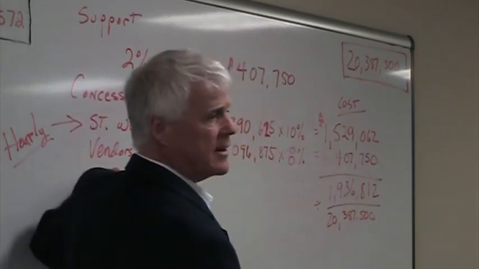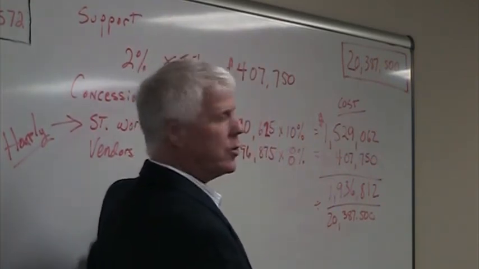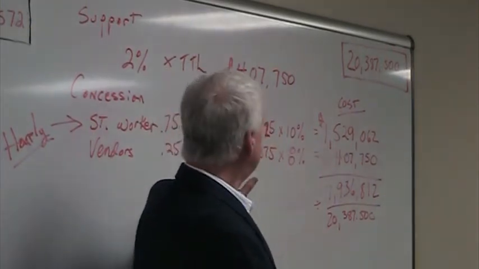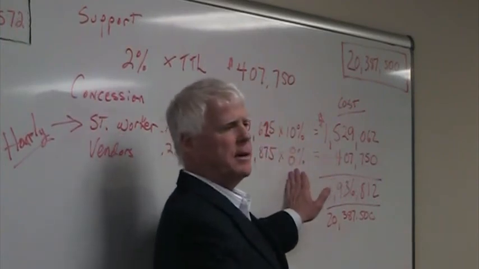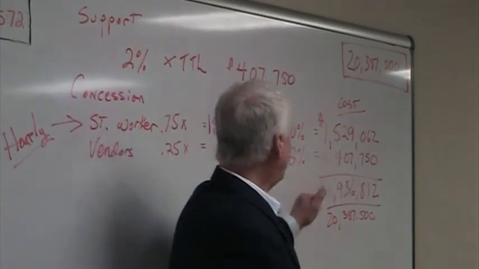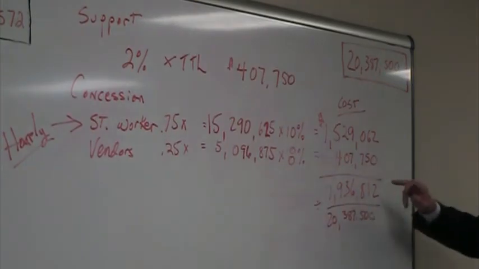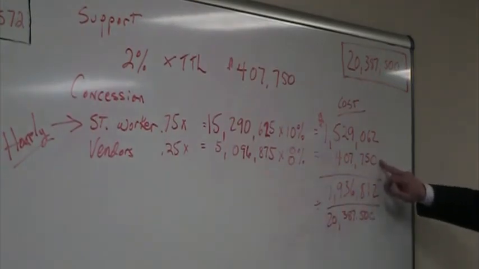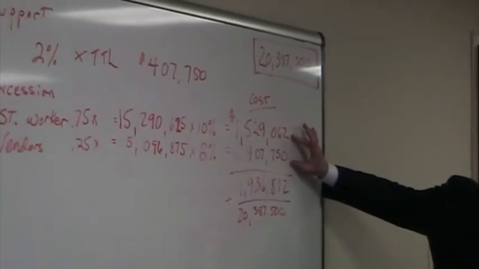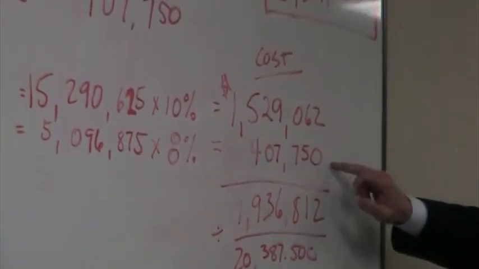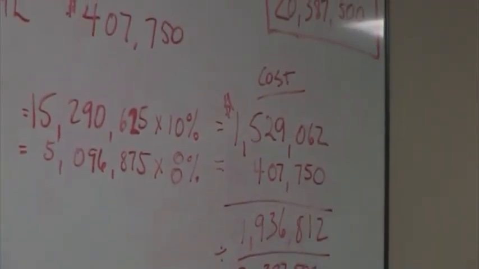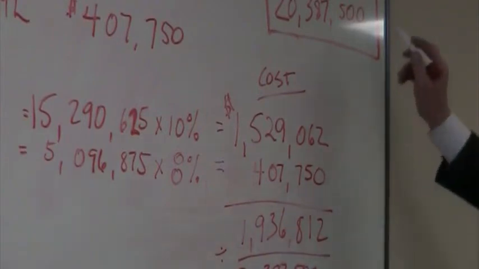For the vendors, they typically generate 25% of the revenue, or $5 million of the 20 million. And I'm going to pay them 8% because I know they get tips when they walk through the stadium. So I'm going to end up having to pay out $407,750 for these guys to work. So if I ask you what the total hourly cost was, you would add this plus this, which equals $1,936,000.